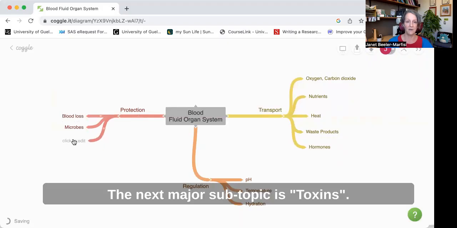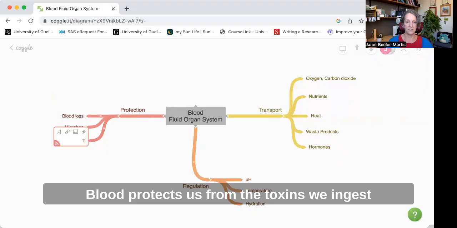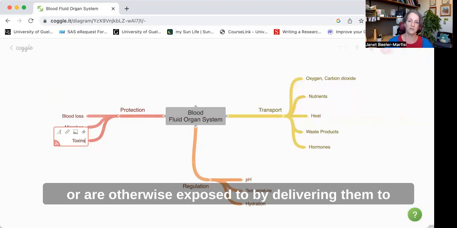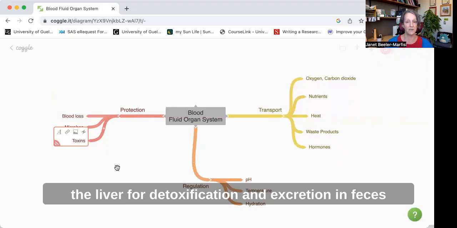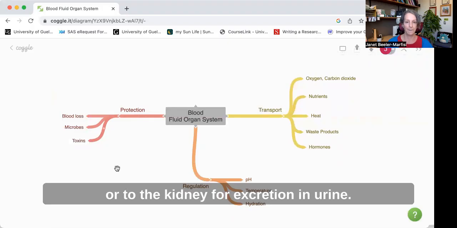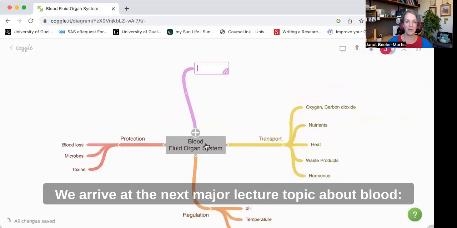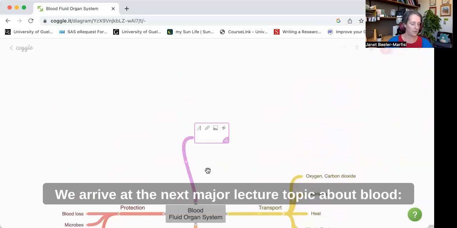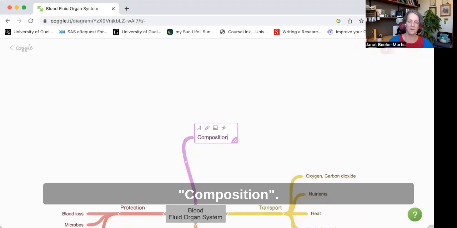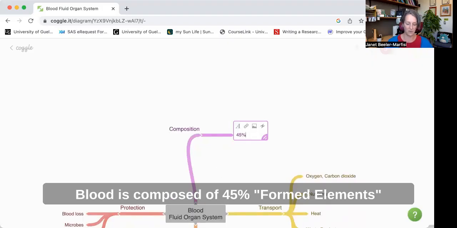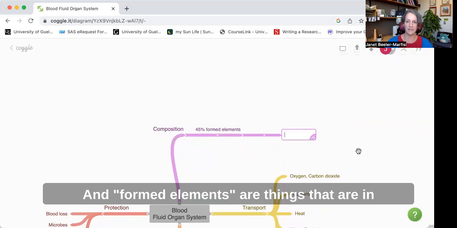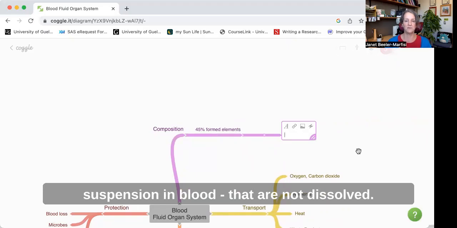The next major subtopic is toxins. Blood protects us from the toxins we ingest or are otherwise exposed to by delivering them to the liver for detoxification and excretion in feces, or to the kidney for excretion in urine. That is it for the first slide of the lecture. We arrive at the next major lecture topic: composition. Blood is composed of 45% formed elements. Formed elements are things that are in suspension in blood that are not dissolved.